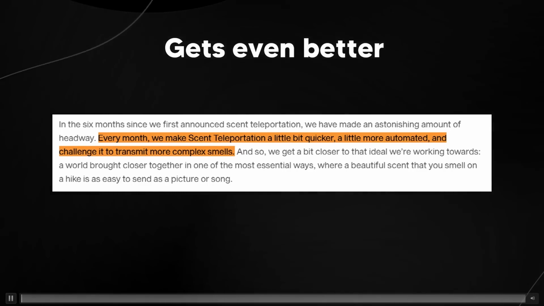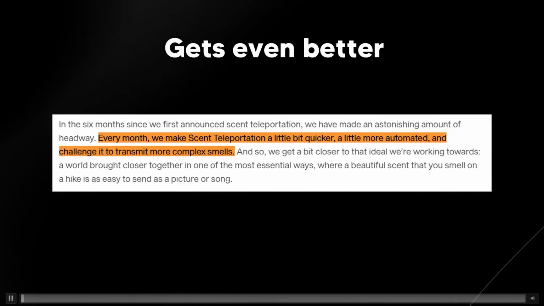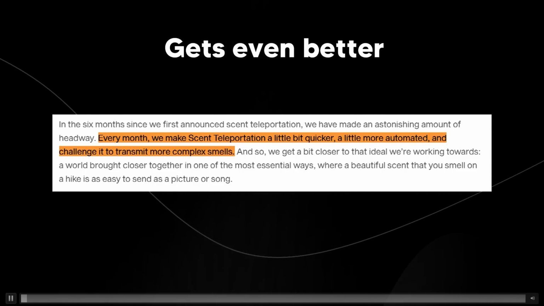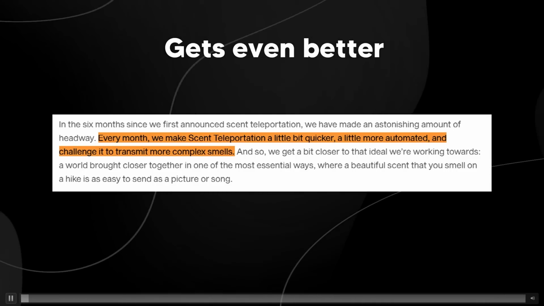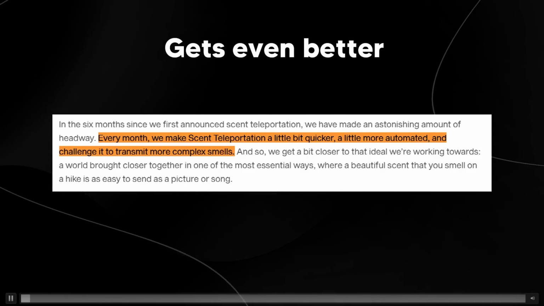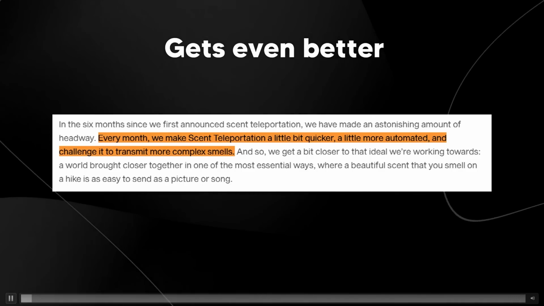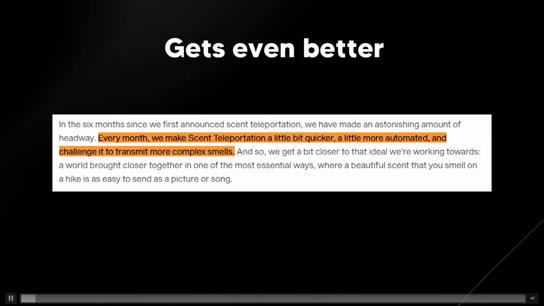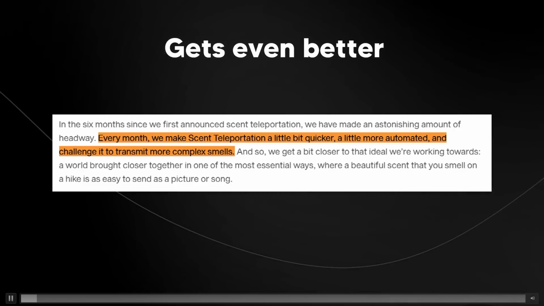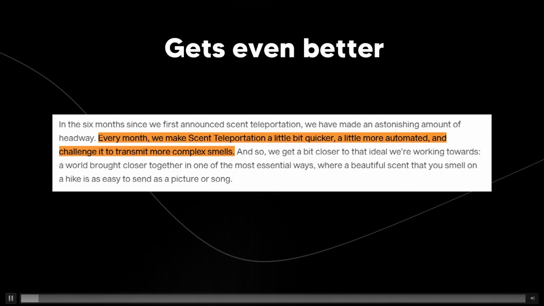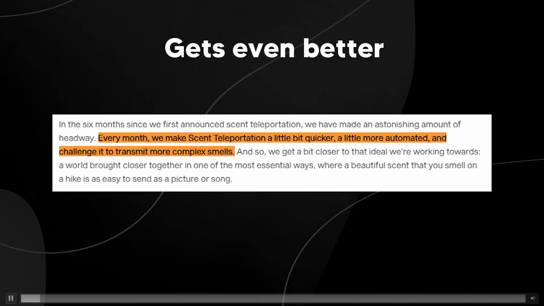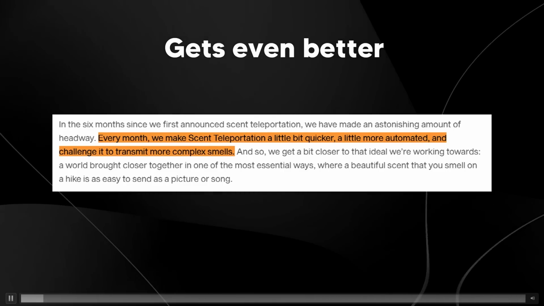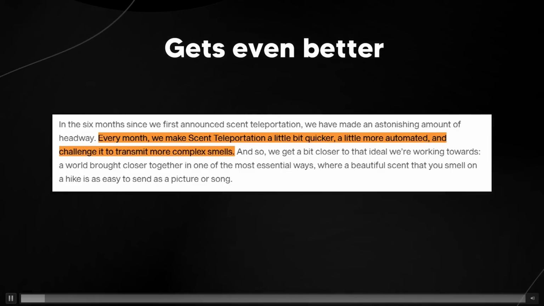Now, apparently they are stating that every month it gets even better. It says that in the 6 months since they announced scent teleportation, they've made an astonishing amount of headway. Every month they make scent teleportation a little bit quicker, a little more automated, and challenge it to transmit more complex smells. And so we get a bit closer to the ideal that we're working towards, a world brought closer together in one of the most essential ways, where a beautiful scent that you smell on the hike is easy to send as a picture or song.